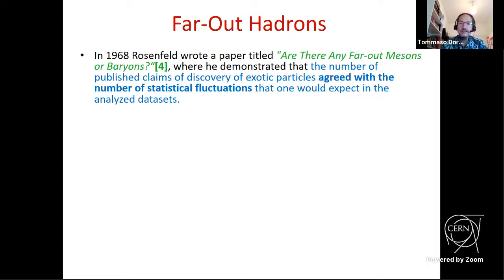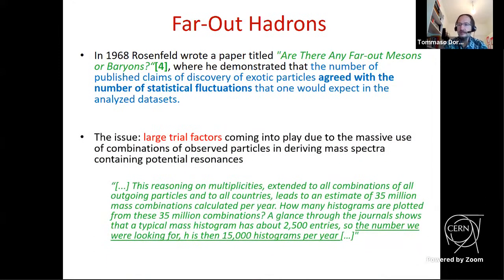So he said, he was able to compute that the number of published claims of discovery of exotic particles, in fact, was more or less in line with the number that you would have expected of statistical fluctuations, given the number of places that these people were looking for fluctuations. Not only in many places in a mass histogram where you don't specify the mass a priori, but also in many, many different combinations of particles. So the issue was a large trial factor that was coming into play due to this massive use of combinations.